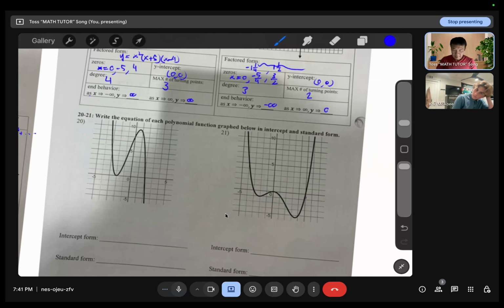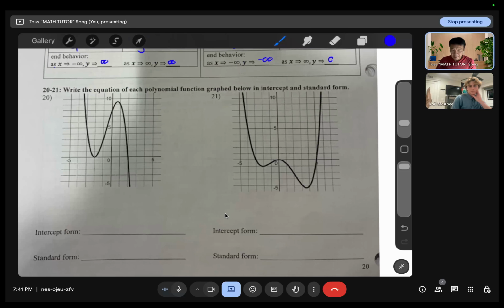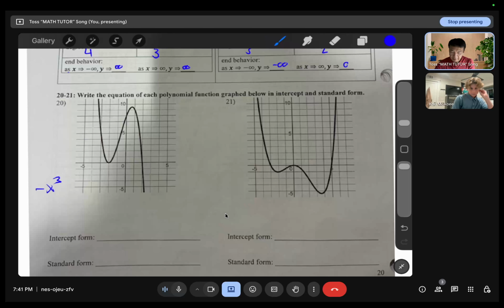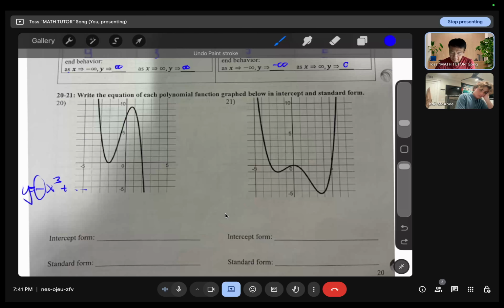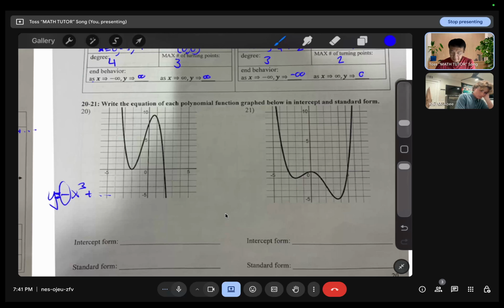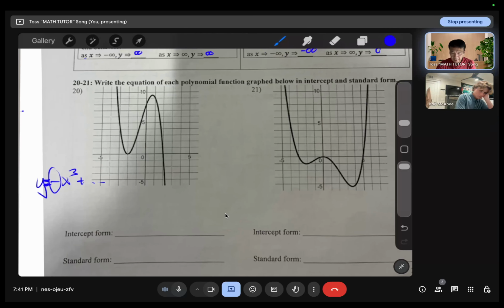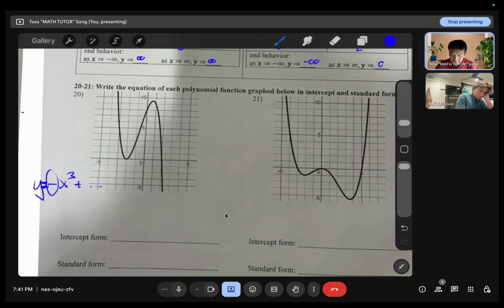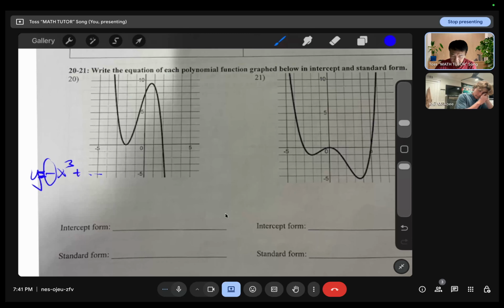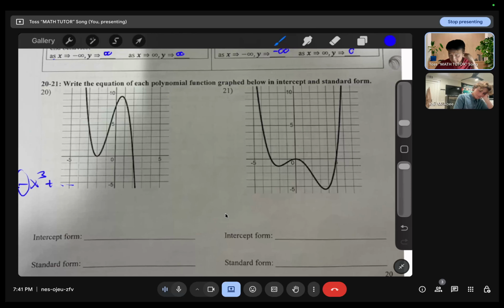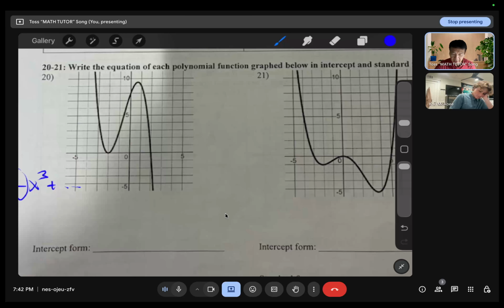All right, now come up with the equation for these. Expect this is going to be a negative x to the third power plus something, like y equals negative, like that. That's how you want to see it. Intercept form. Write the equation of each polynomial. So you've got to do a couple of things here. It's going to be a third power, so you have to identify the x-intercepts. Be careful, this one is tricky. This is a bounce.